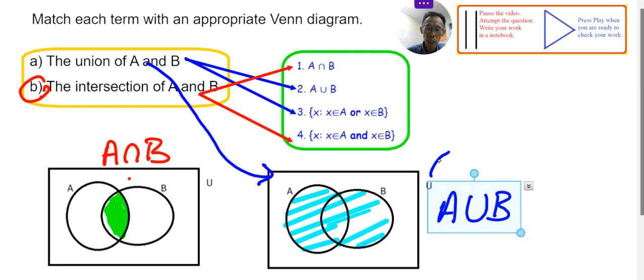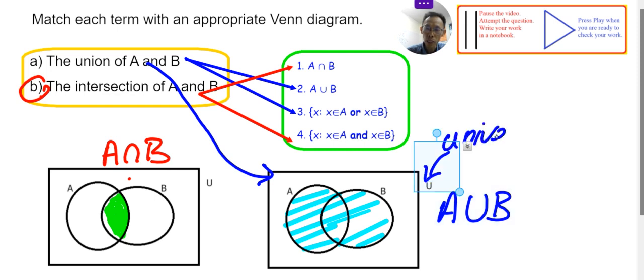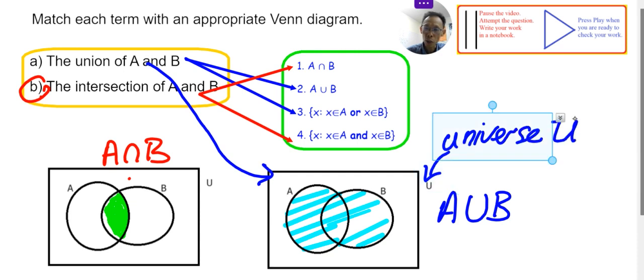By the way, this particular thing is called the universe. That's not the union, right? That's the universe. And usually it's written as U, for example. And in some textbooks, this is written with a curly E. Okay, next.